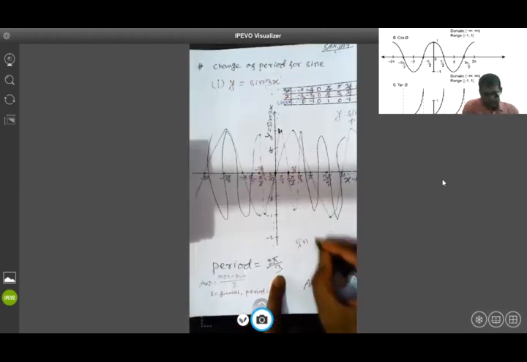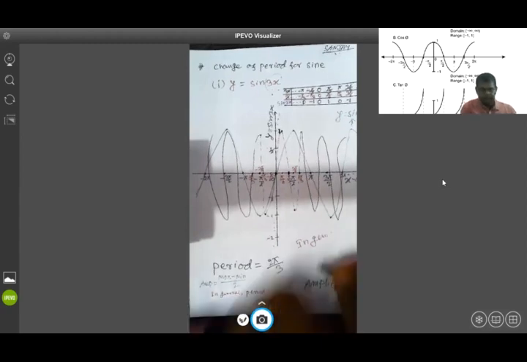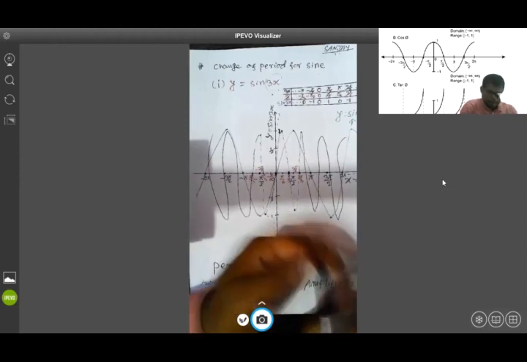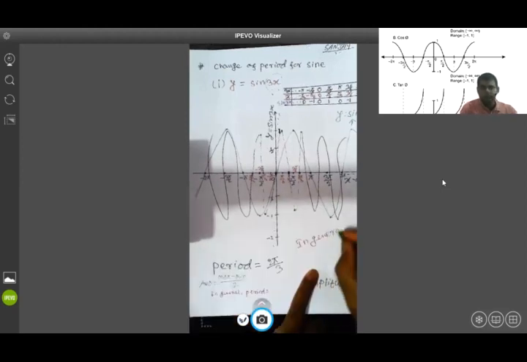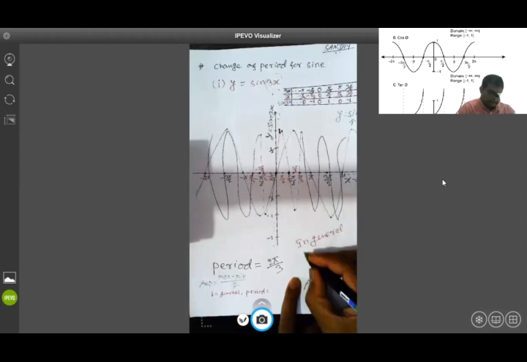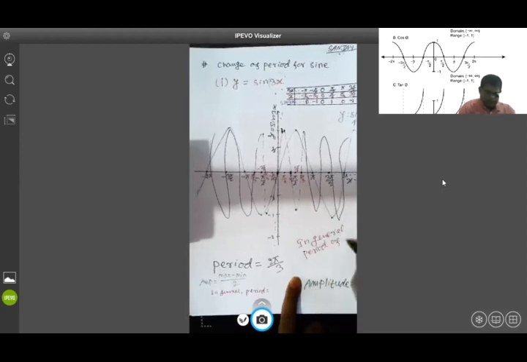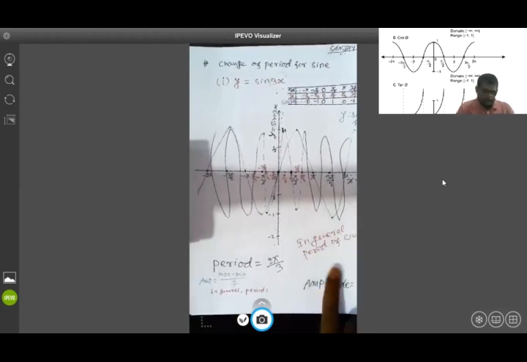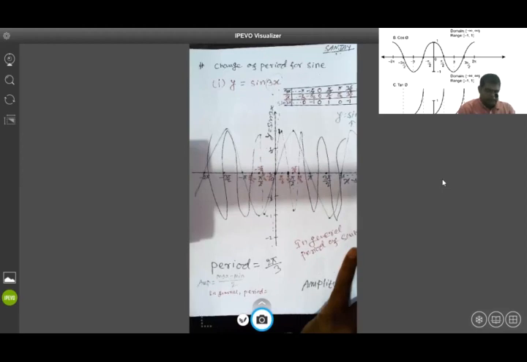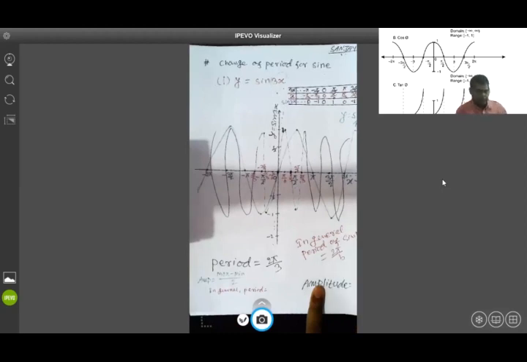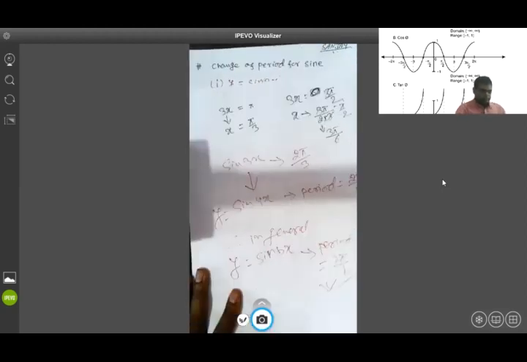In general, you can say the period of sine, suppose any coefficient b times x, will be given by 2 pi by b. So in this way we can find the period.